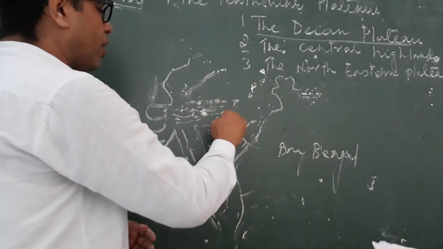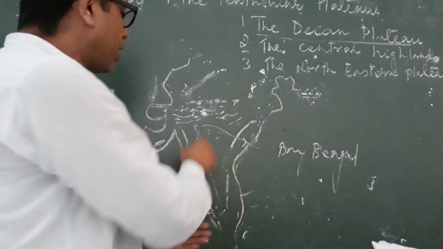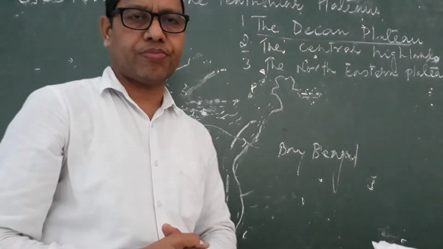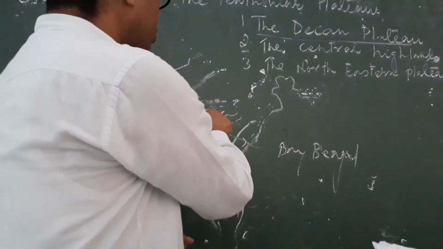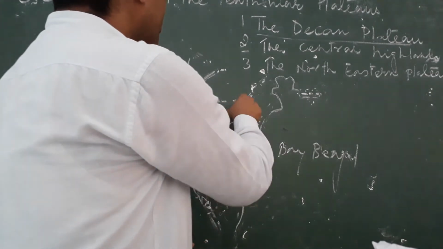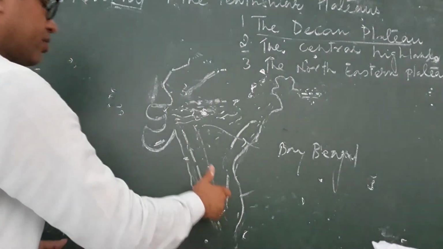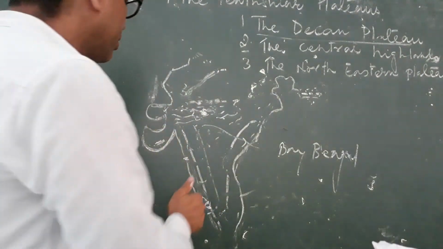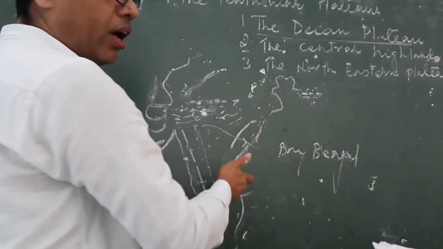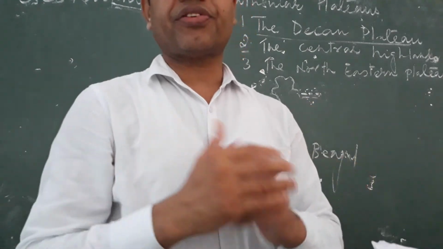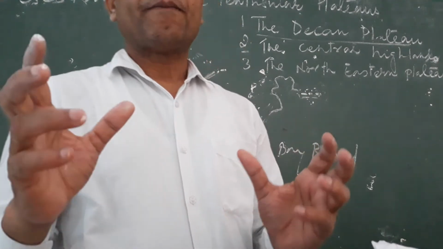So first see about the Deccan Plateau. The Deccan Plateau lies to the south of Narmada River. This plateau is bounded by Satpura Range, Mahadev Hills, Maikal Hills in the north, Western Ghats and Gir Range in the west, and Eastern Ghats in the east. This is the outline of the Deccan Plateau.